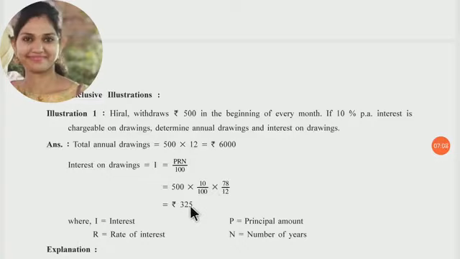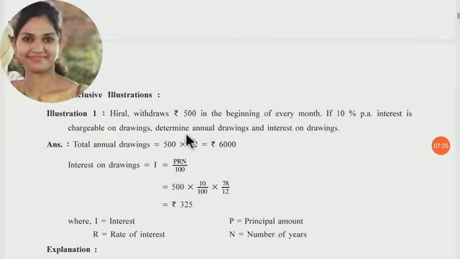In most cases, what mistake do students make? In the place of 500, mostly students write 6000, but here you are writing months, 78 by 12. So here you have to write the monthly drawing, right girls?